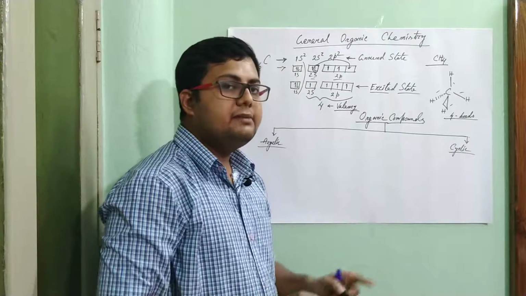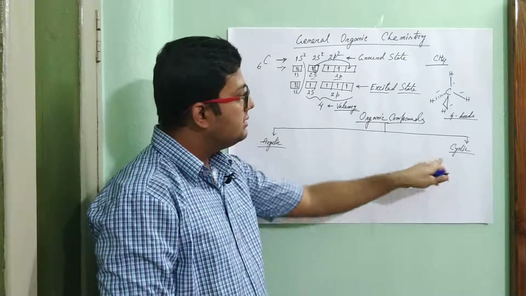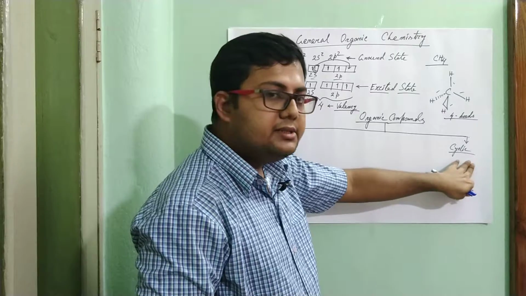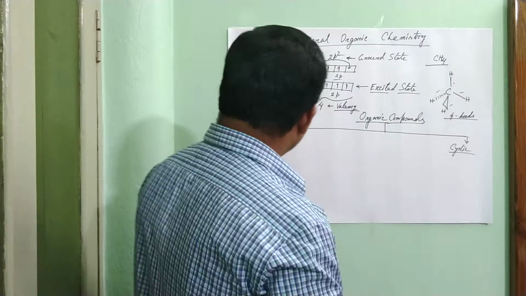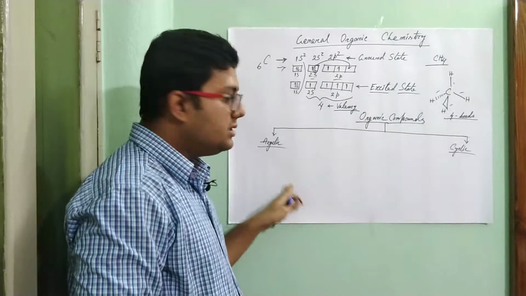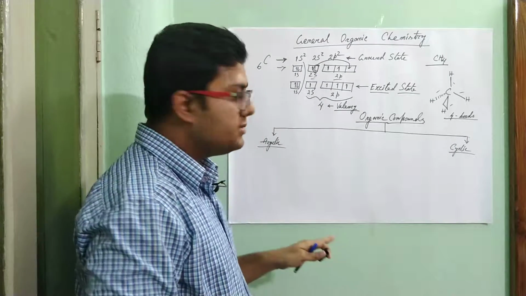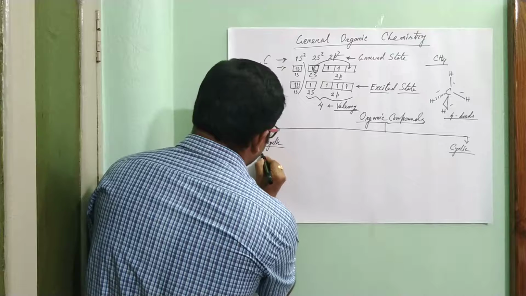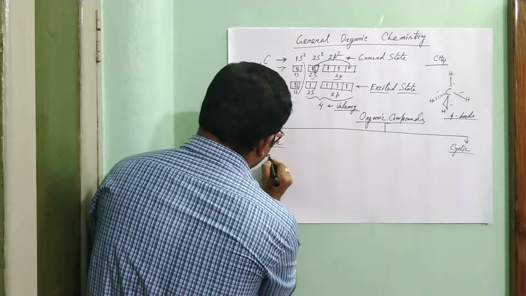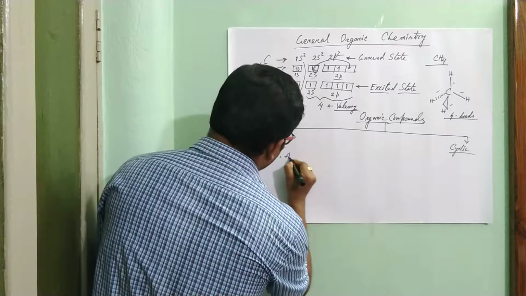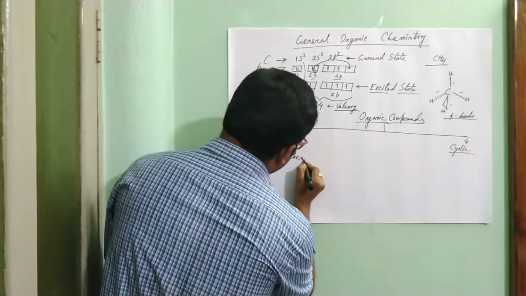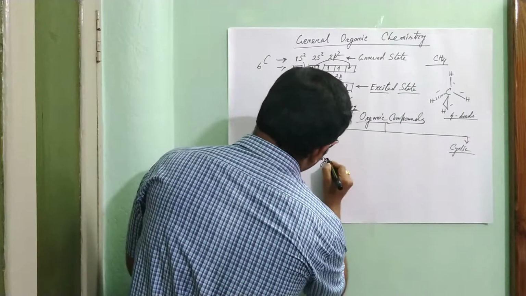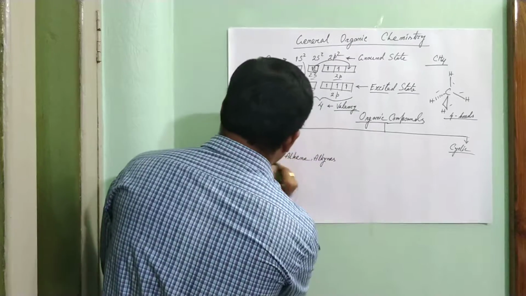And cyclic: the different kinds of cyclic structures, or ring structures, come under the category of cyclic compounds. So how many types of acyclic compounds are there? Among these we have normal alkane, alkene and alkynes. So what are these?